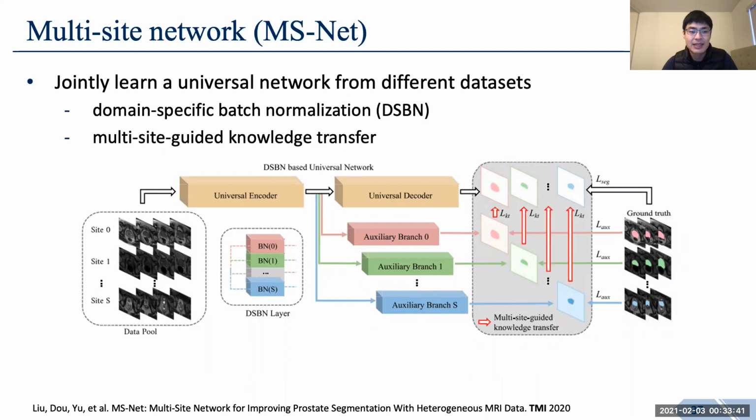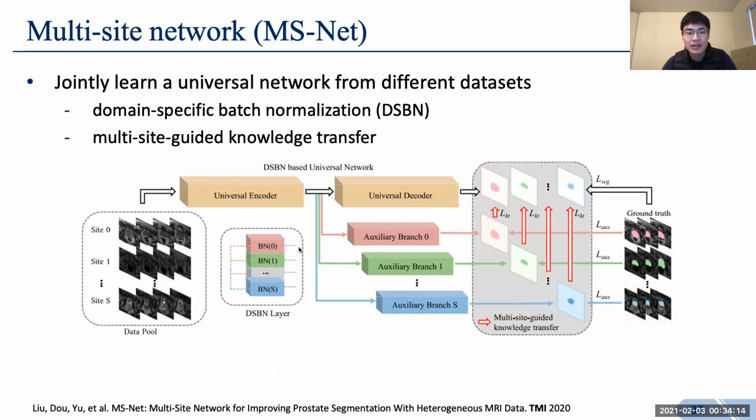Generally, the network follows the commonly used encoder and decoder framework. And in the network backbone, we adopt domain-specific batch normalization. That means we calculate the mean and the variance for each set and normalize the features for each set's samples individually. So in this case, we can overcome the inter-set heterogeneity.